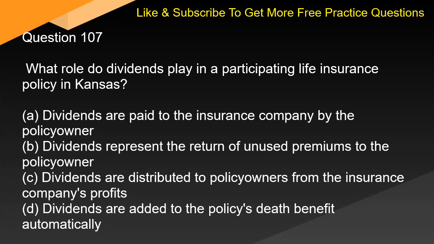Question 107. What role do dividends play in a participating life insurance policy in Kansas? A. Dividends are paid to the insurance company by the policy owner. B. Dividends represent the return of unused premiums to the policy owner. C. Dividends are distributed to policy owners from the insurance company's profits. D. Dividends are added to the policy's death benefit automatically.